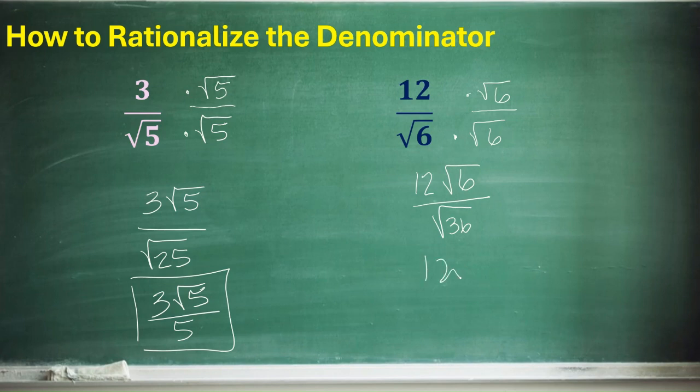When I simplify that, I get 12 times square root of 6 divided by 6. We're not quite done because we haven't simplified our fraction. So 12 divided by 6 equals 2 times root 6. So that's our simplified fraction.